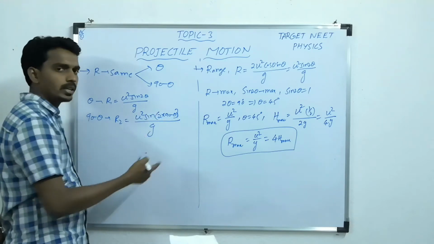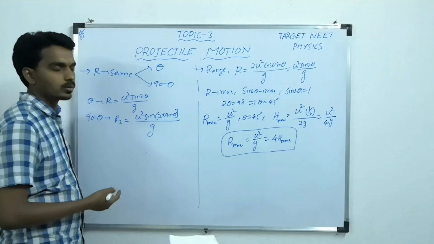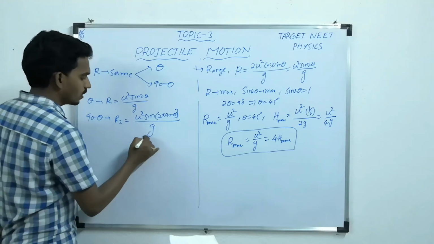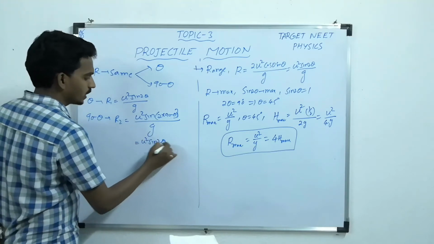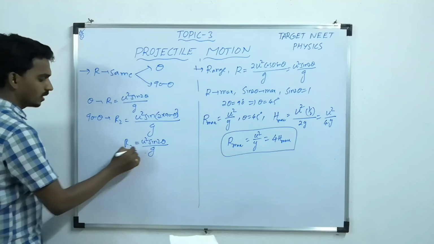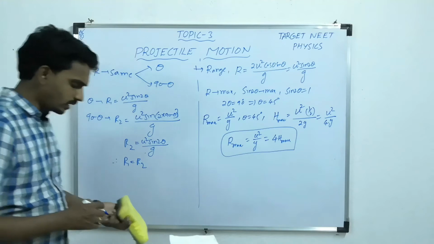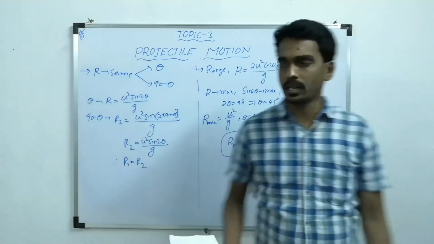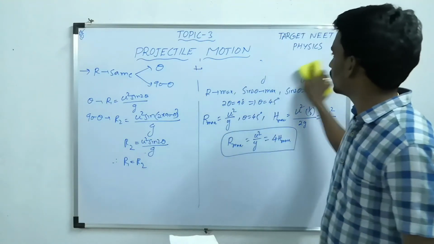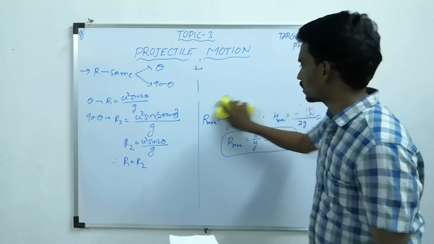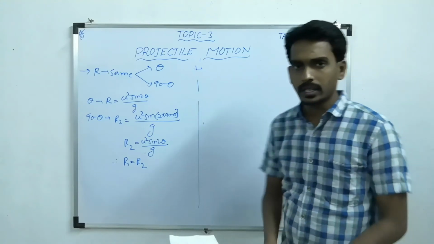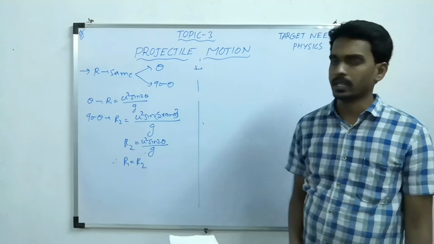But what is sin 180 minus 2 theta? Again sin 2 theta. So it will become u square sin 2 theta by g. Therefore you can say that the range is the same. So the range is the same for two different angles. And what must those angles be? The sum of those angles must be equal to 90 degrees, which are called complementary angles.